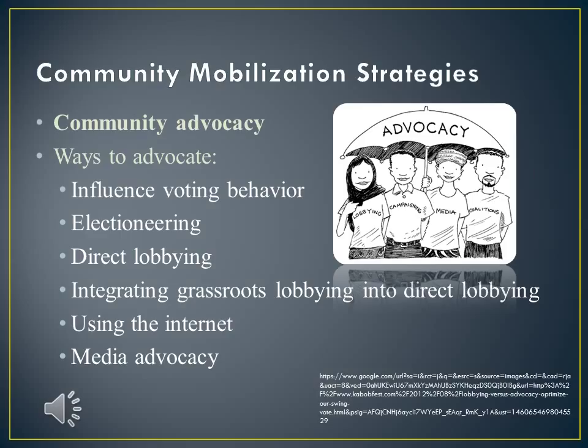The second way is to electioneer, which means to take an active part in the election process. Direct lobbying is trying to reach the decision makers directly. Grassroots lobbying means to reach out to the public and encourage them to make contact with decision makers. Using the internet and social media to gain a following towards a cause is also another way to advocate. Lastly, media advocacy means to use newspapers to relay information or act as a resource person yourself.